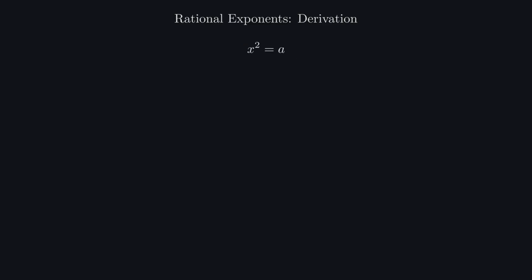Now, let's derive rational exponents from scratch. Start with x squared equals a. Raise both sides to the 1/2 power. x equals a to the 1/2, which is the square root of a. The same reasoning works for any n. Starting from x to the n equals a, raising both sides to the 1 over n power gives x equals a to the 1 over n, which is the nth root of a.